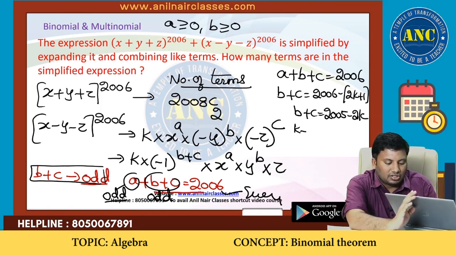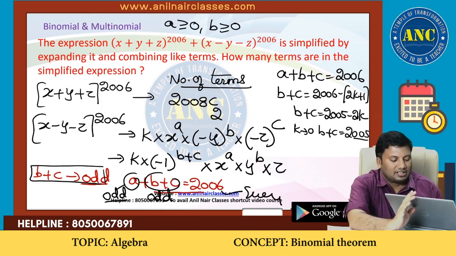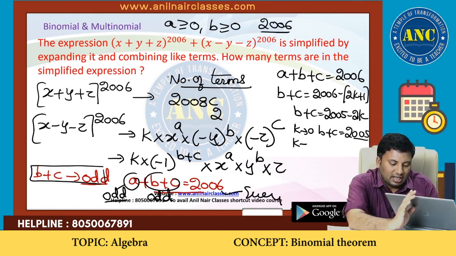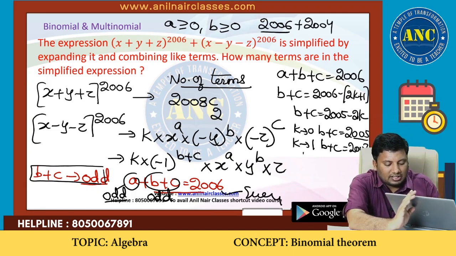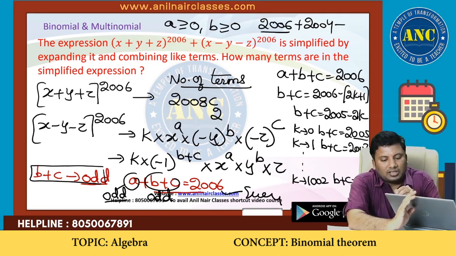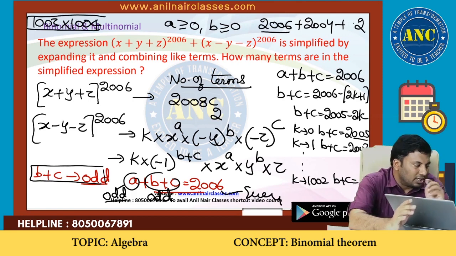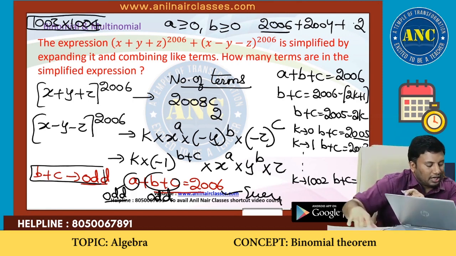So k can be 0, and b plus c is 2005, which gives 2006 cases. If k is 1, b plus c is 2003. The last case is, if k is 1002, b plus c is 1, which gives 2 cases. So the answer is 1003 into 1004. I hope the idea is clear.